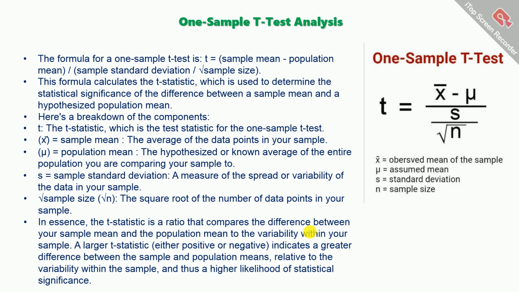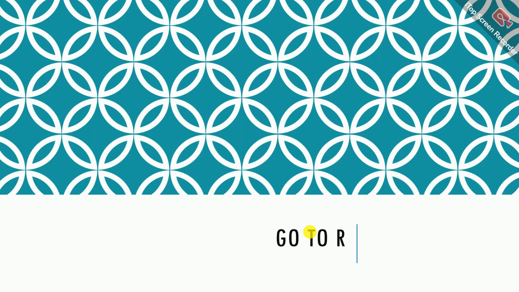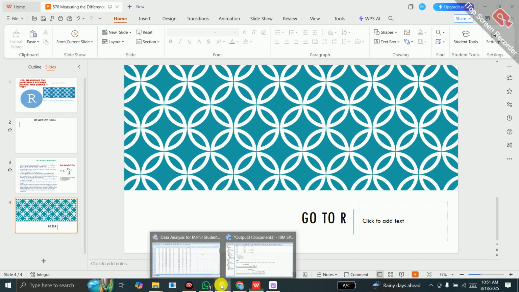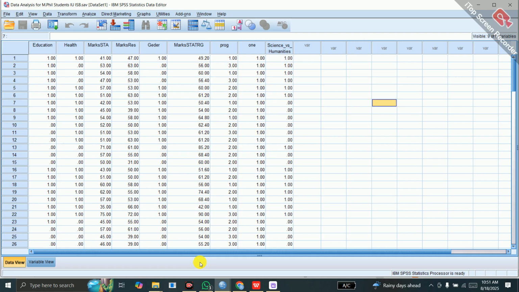After describing how we can use the one sample t-test to measure the difference between a sample mean and a population mean, I'll use my data set that I have already opened here. For the sake of convenience, let me use this variable, which is marks in statistical analysis and interpretation, and the total number of observations in this file for the variable is 110.